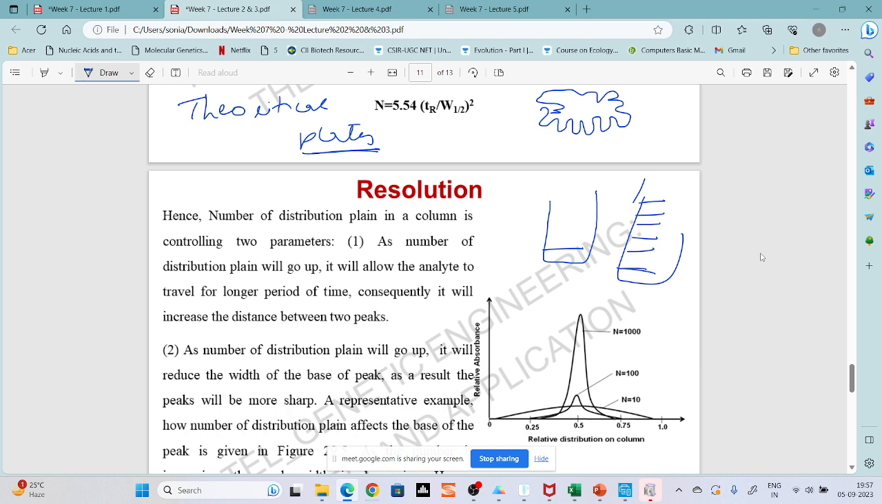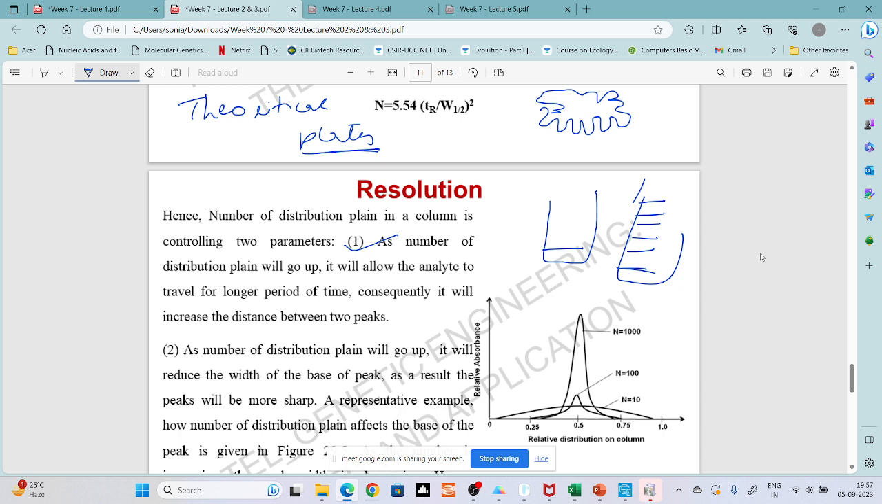So here they are saying the number of distribution planes in a column is controlling two parameters. First, as the number of distribution planes goes up, it will allow the analyte to travel for a longer period of time. Consequently, it will increase the distance between the two peaks. Okay. And as the number of distribution planes goes up, it will reduce the width of the base of the peak. As a result, the peak will be sharper.